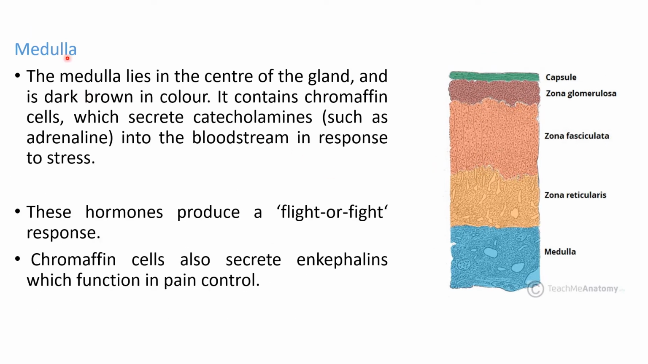Coming to the structure of the medulla, it lies in the center of the gland. It is dark brown in color. It contains chromaffin cells, which secrete catecholamines such as adrenaline into the bloodstream in response to stress. These hormones produce a fight or flight response. Chromaffin cells also secrete enkephalins, which function in pain control. So the medulla secretes catecholamines such as adrenaline and enkephalins, which control pain.